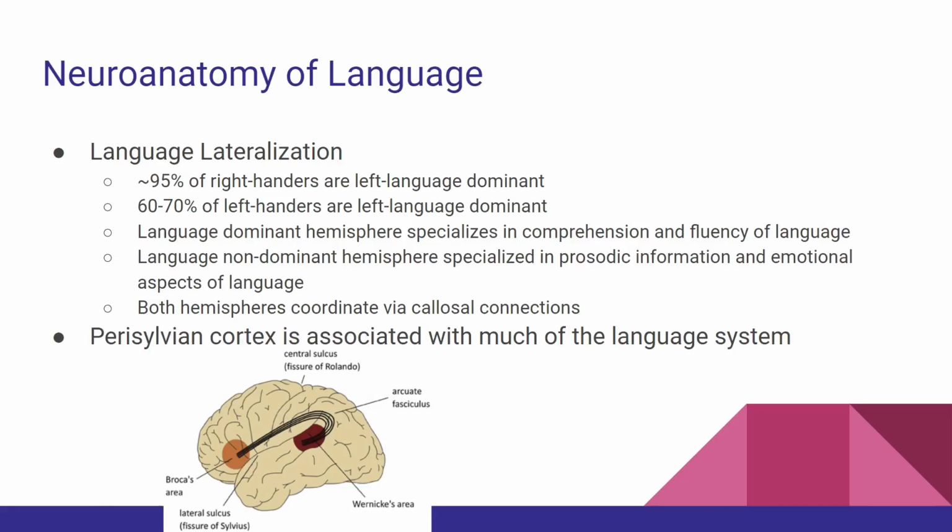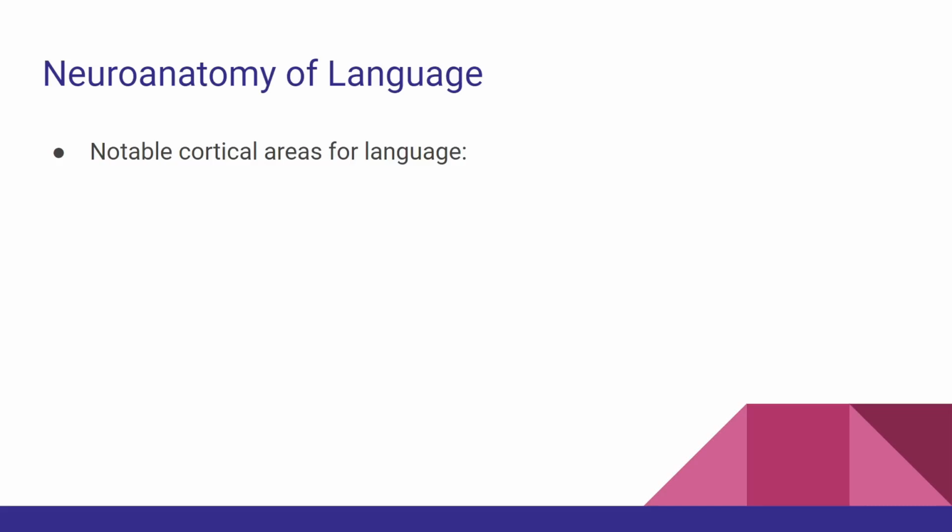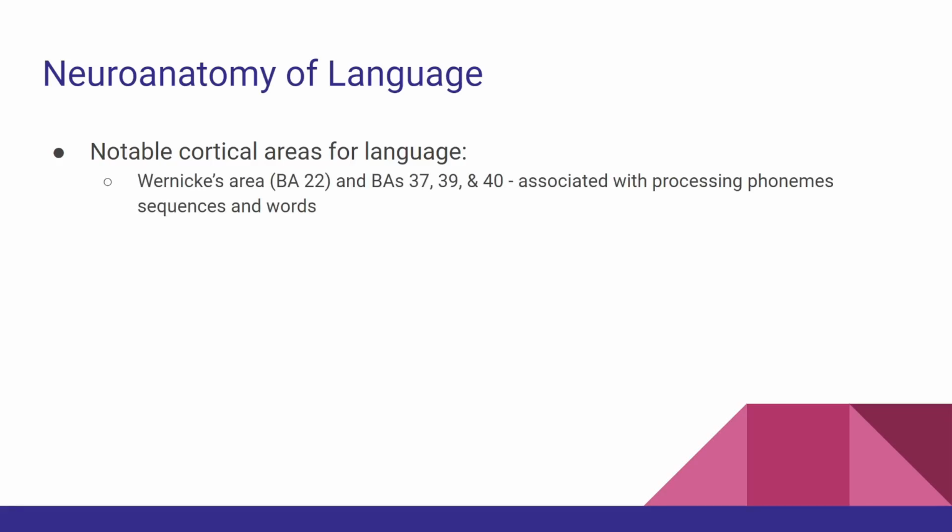And if you remember the Sylvian fissure or lateral sulcus, a lot of our language-related processing occurs around that neuroanatomical landmark. They call it parasylvian cortex, which just means cortex that's around the Sylvian fissure. So some of the notable cortical areas for language include Wernicke's area, or Brodmann area 22, and Brodmann areas 37, 39, and 40, which is associated with processing phoneme sequences and words. Phonemes being the smallest parts of language that carry meaning. Typically that's individual letter sounds.